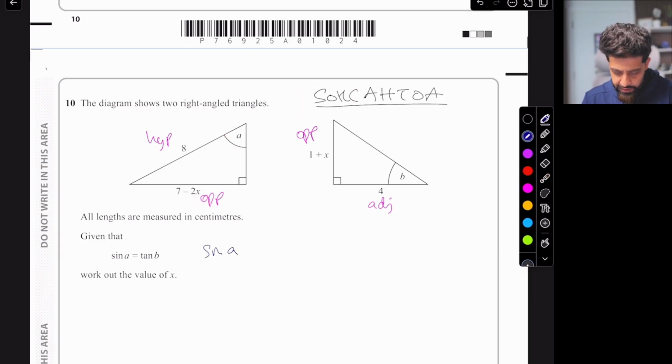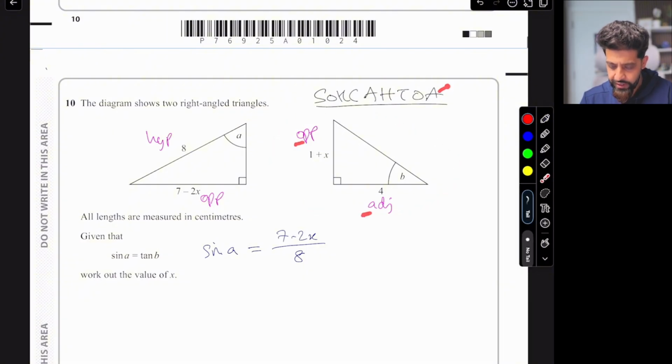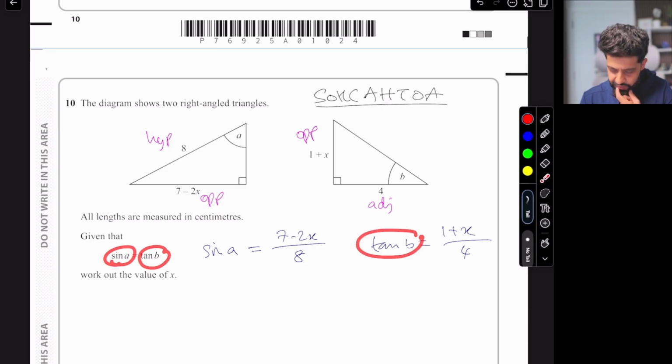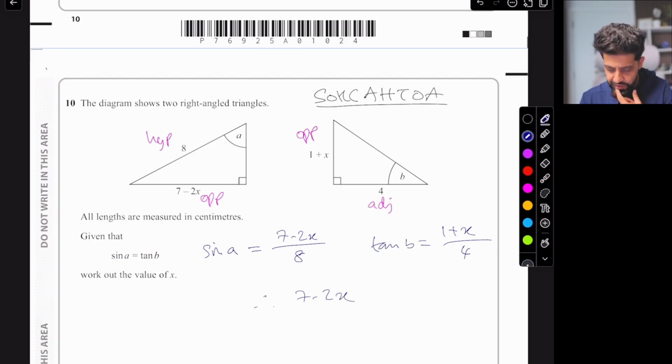So sine A is equal to opposite, which is 7 minus 2x over 8. And for the second one, this one right here is opposite and adjacent, so it's going to be tan B is equal to 1 plus x over adjacent, which is 4. So now we are told that sine A is equal to tan B. So that is equal to that. So therefore, 7 minus 2x over 8 is equal to 1 plus x over 4.